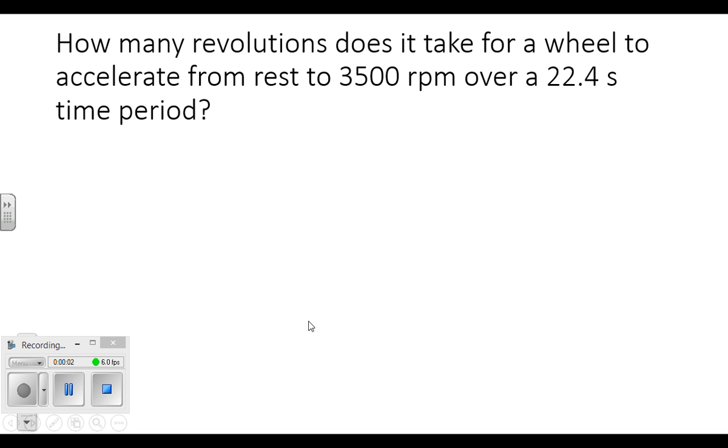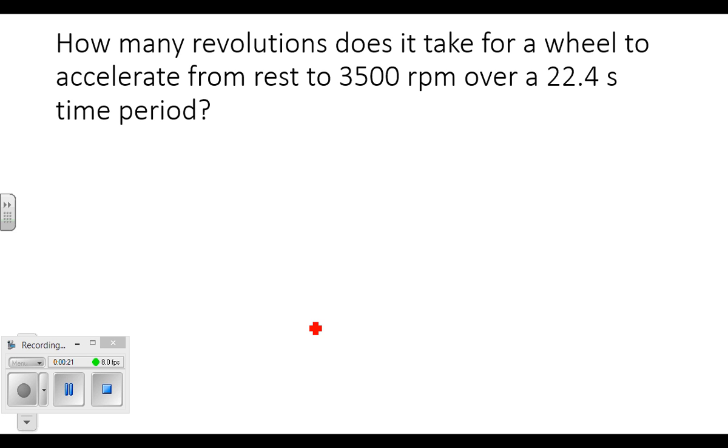And here's another problem in which we can use the equations of motion for rotary motion. This one says, how many revolutions does it take for a wheel to accelerate from rest to 3,500 RPM over a 22.4 second time period? So let's write down what we know so we can pick out an equation from our list.